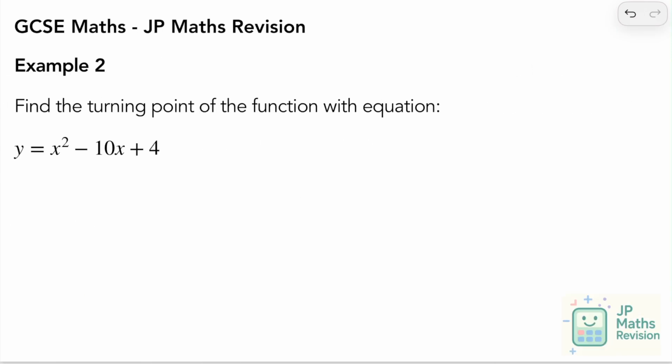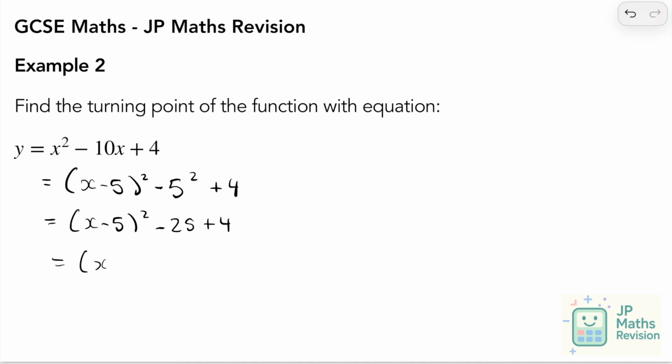So for this one here, we want to find the turning point of the function with equation x squared minus 10x plus 4. So we're going to first start by completing the square. So it's going to be (x minus 5) squared. And then we need to minus the 5 squared. And then we add on the 4. So it's going to be (x minus 5) squared minus 25 plus 4. So that's going to be (x minus 5) squared minus 21.